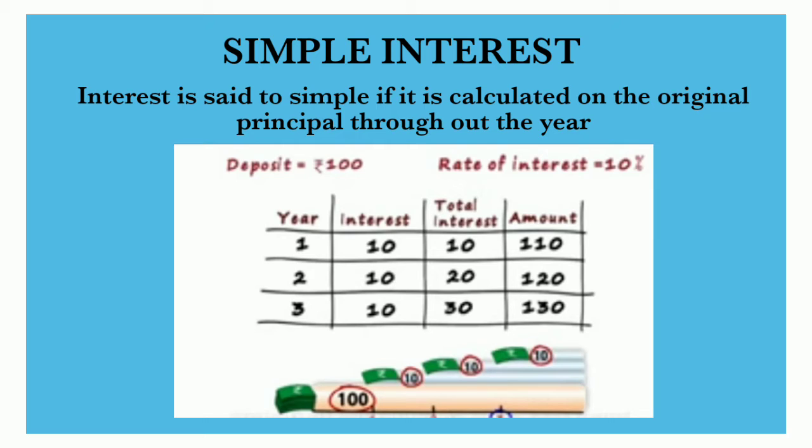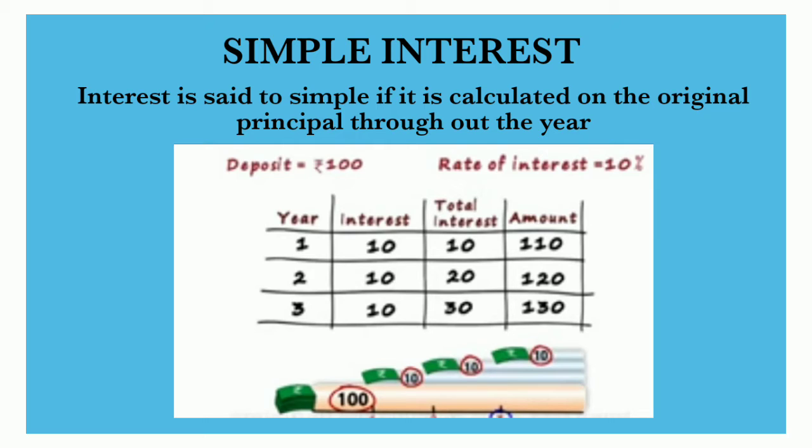For example, the deposited money is 100 and the rate of interest is 10%. So 10% of 100 means 10 rupees. So 10 rupees is the interest. After 1 year, the interest is 10, so this 10 is added to the principal: 100 plus 10 is equal to 110. So after 1 year, the bank will give 110 rupees.